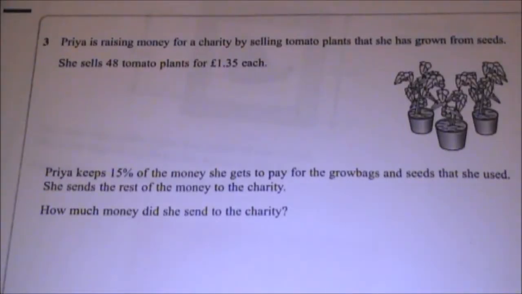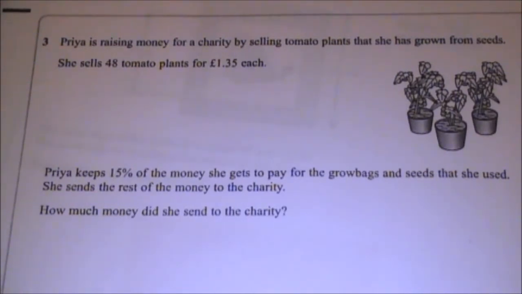Question 3 is a percentage question, but it's all about costing, and you know the maths is hidden in the problem here. So Priya is raising money for a charity by selling tomato plants that she has grown from seeds. She sells 48 tomato plants for £1.35 each. Priya keeps 15% of the money she gets to pay for the grow bags and seeds that she used. So she keeps 15%. She sends the rest of the money to the charity. How much money did she send to the charity?